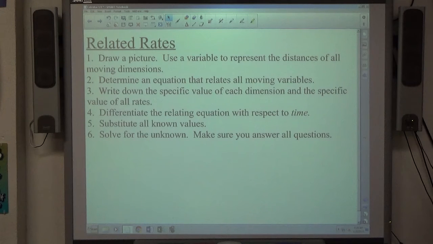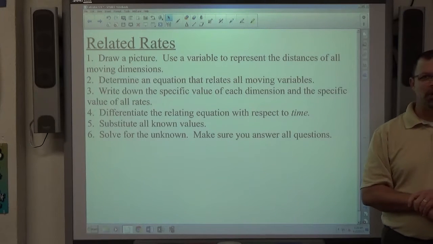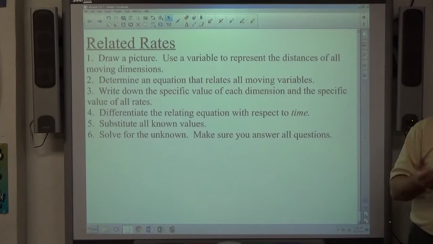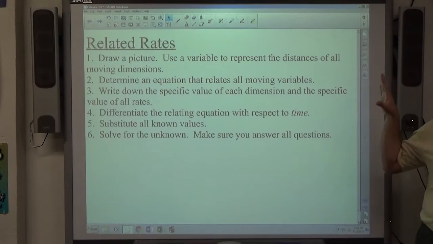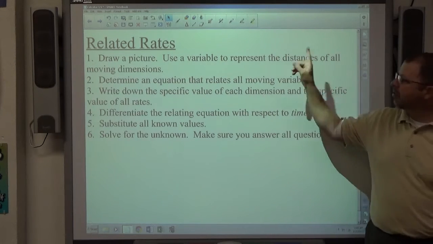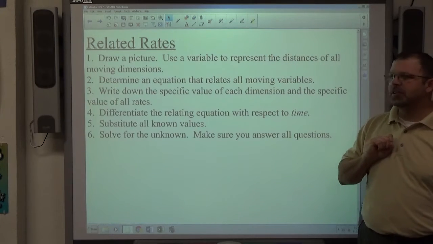Okay? The very first step of a related rates problem is to draw a picture. You do not have to be a professional artist here. Draw a picture. If it says square, draw what looks like a square. If it says circle, draw a circle. All right? Give me a picture that represents what's happening in the problem. And use a variable to represent the distances of all moving dimensions.